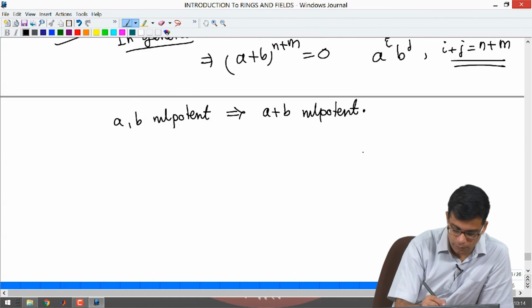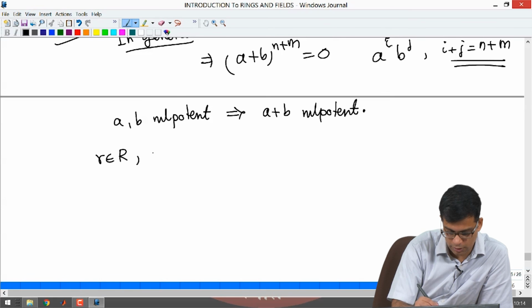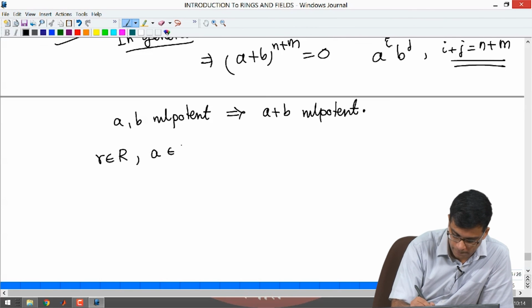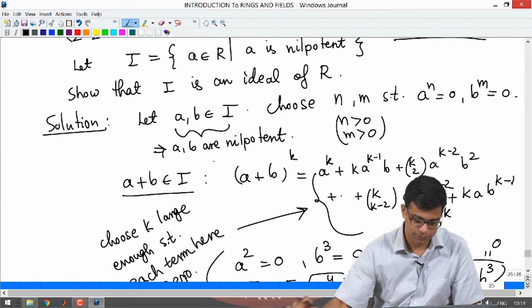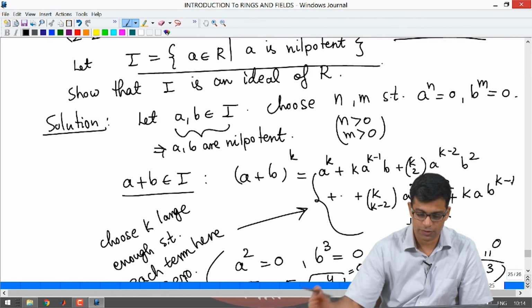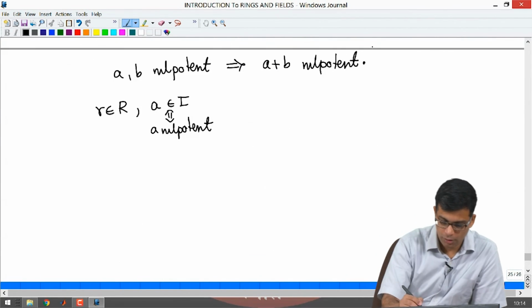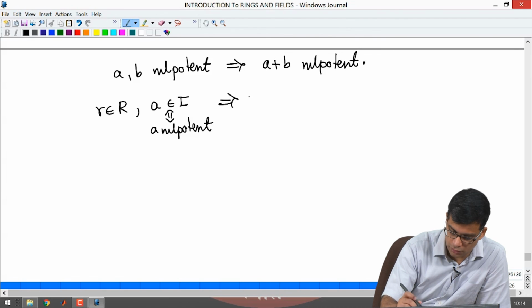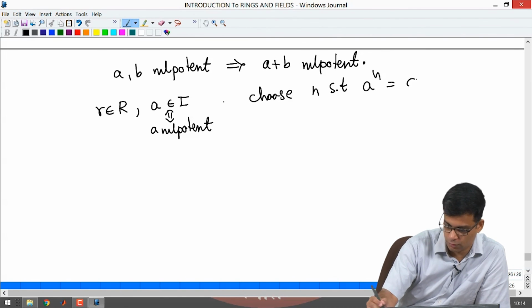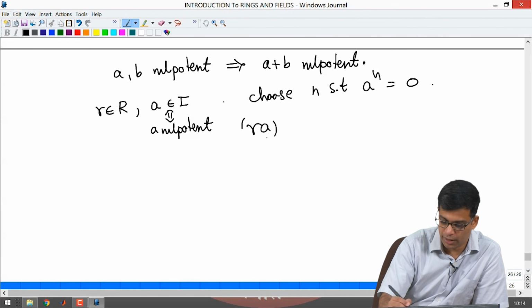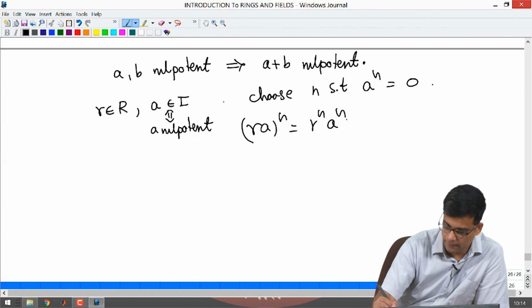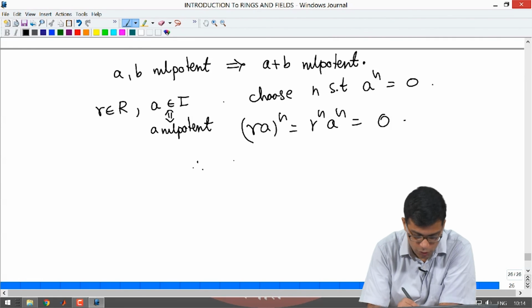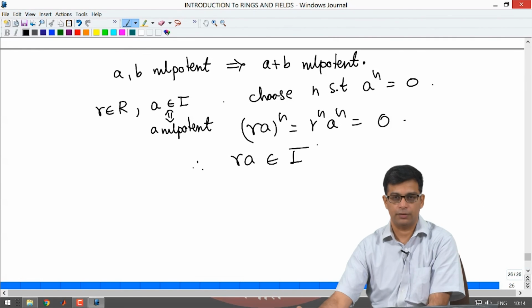So, fine, and also we need to check now that if r is in R and A is in I, that means A is nilpotent. Remember, I is a set of all nilpotent elements. Then, so choose n such that a power n is 0. By definition, such an n exists. Now, if you take r a power n, this is r to the n times a to the n, this is 0. So, r a is also nilpotent. So, it is in I.